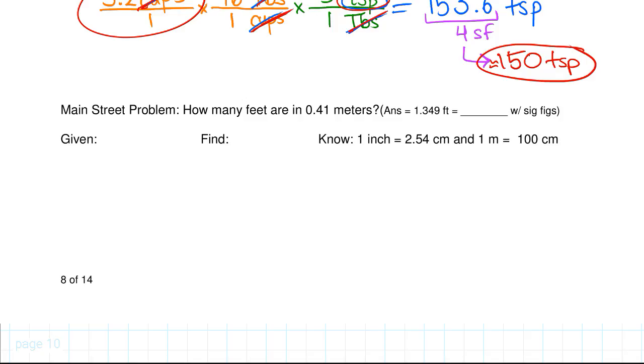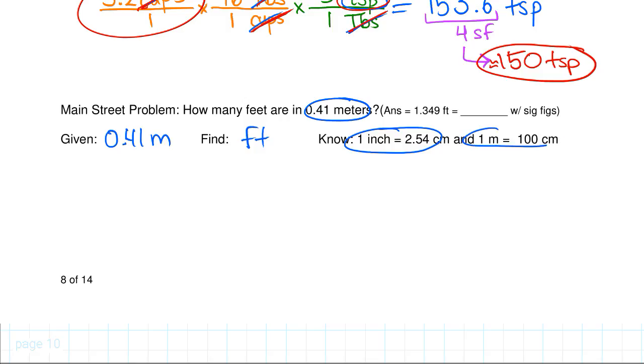So what do I know? I know I have 0.41 meters. That's what I'm starting with. I want to find feet. And here's some things I know. So if I'm given 0.41 meters, I will start off with that.